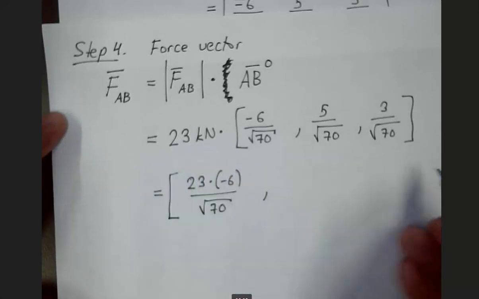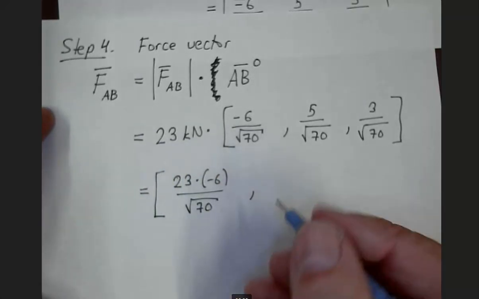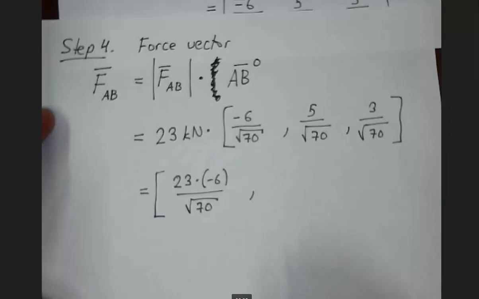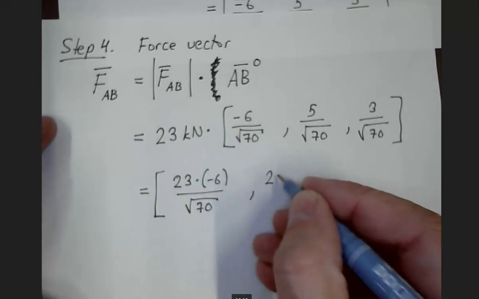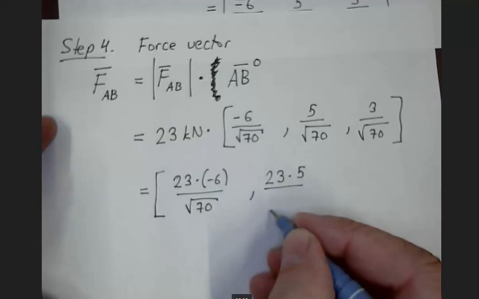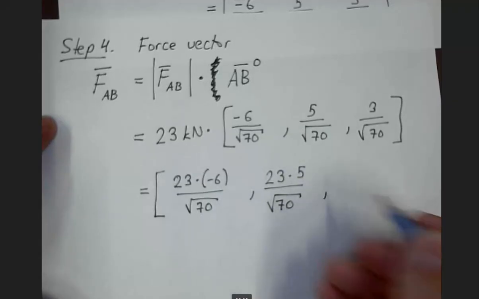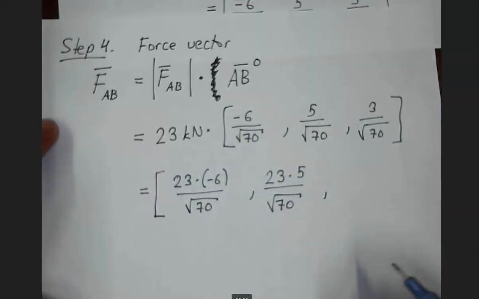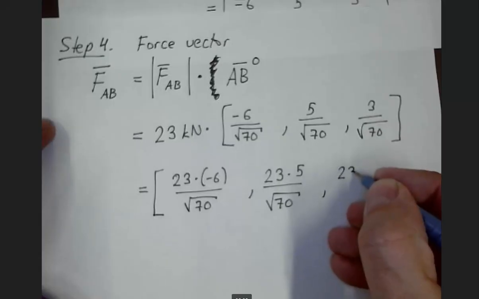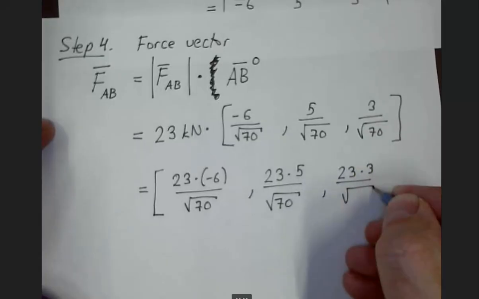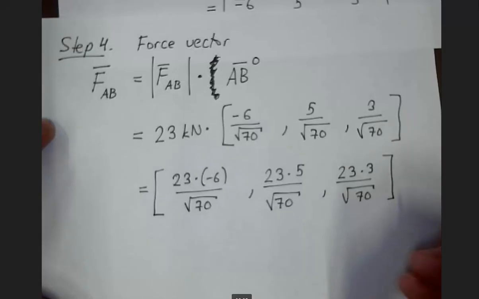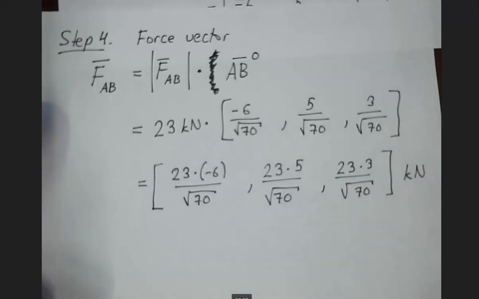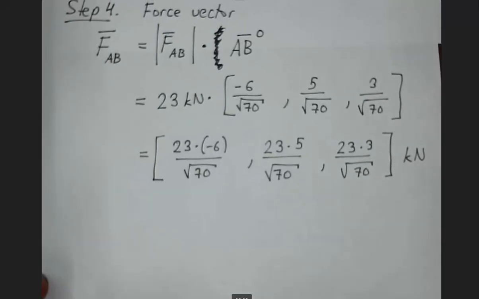I will add the unit at the end of this vector, so I'm not forgetting that kilonewton there. So I simply multiply every component of that vector with this 23. And this will have unit kilonewton. Let's take this.